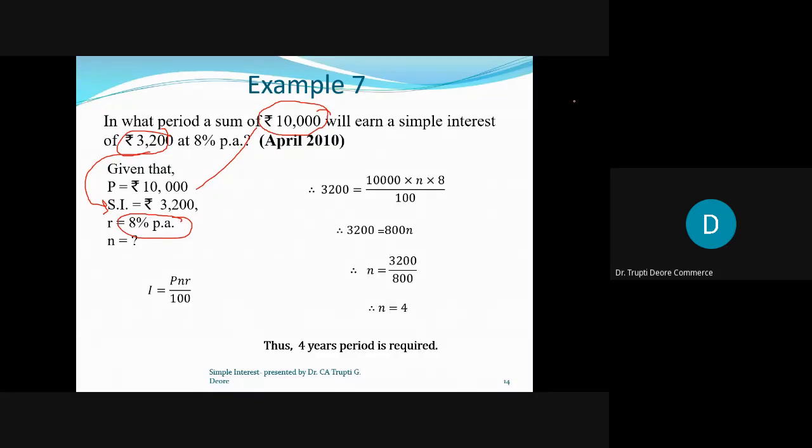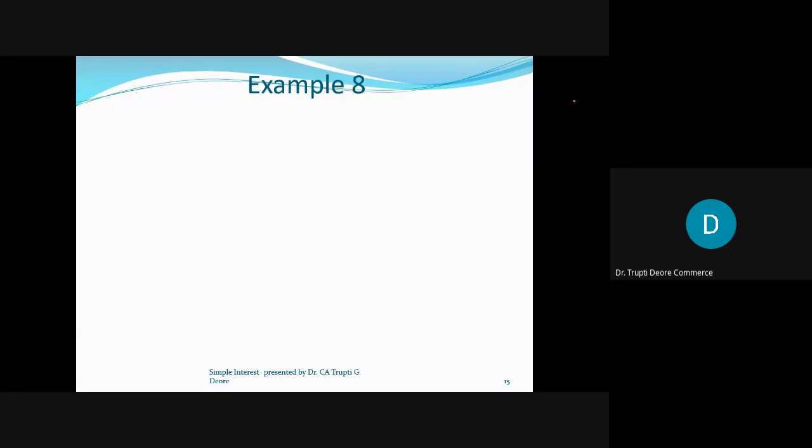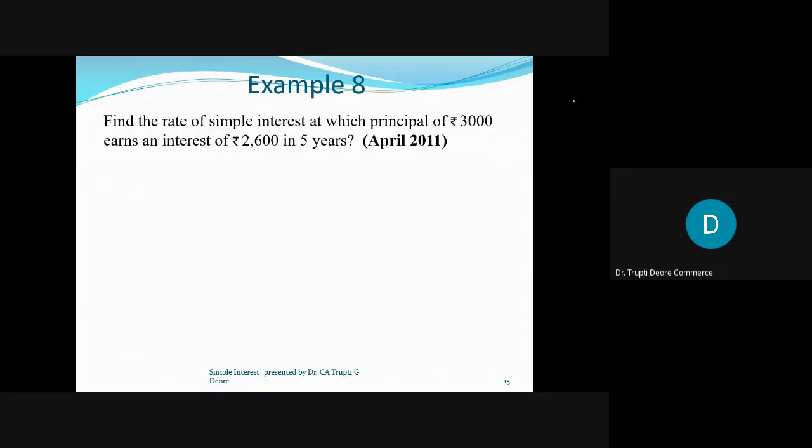Okay, we go for the next example. So write down: find the rate of simple interest at which principal of rupees 3000 earns an interest of 2600 in 5 years.